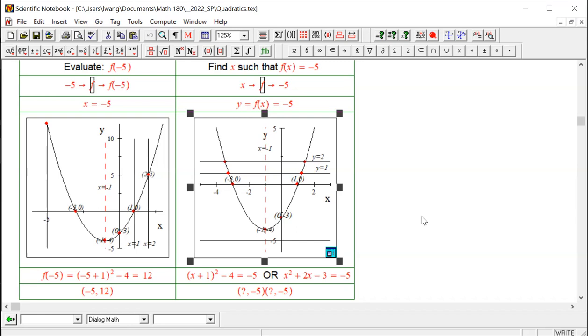What does that tell us? When will the output be negative 5? The answer is never. No solution. So in this case, actually, there's no solution. Okay, so you can see the visual sometimes gives us a lot of advantage.